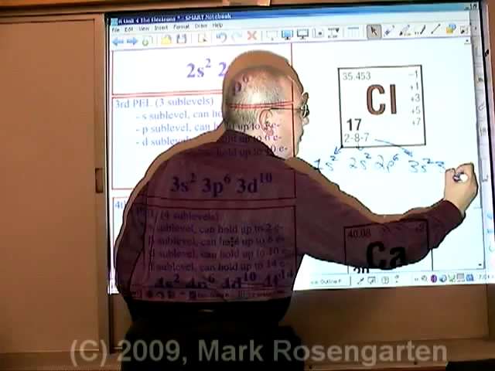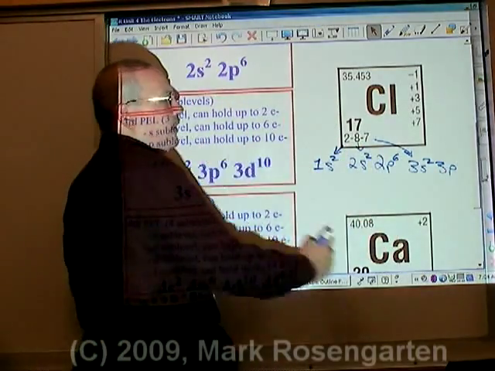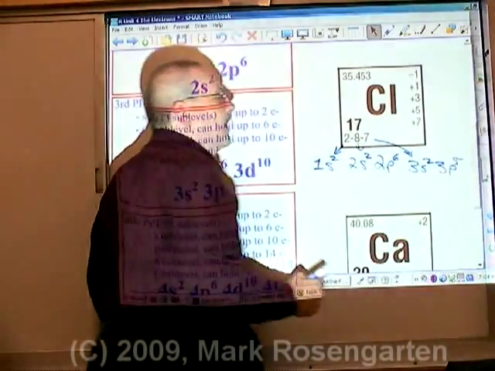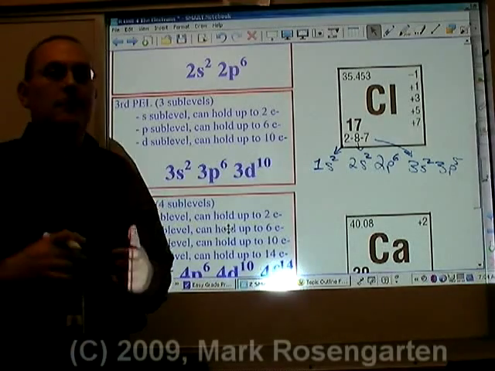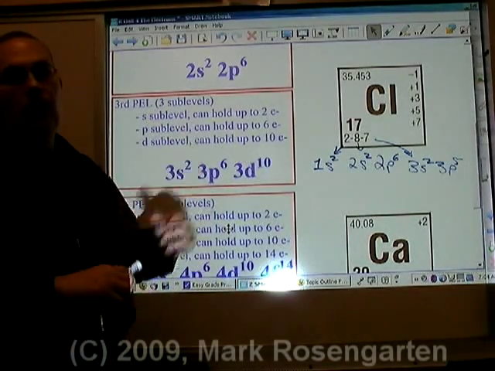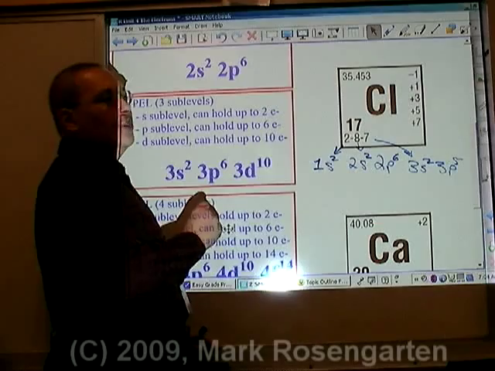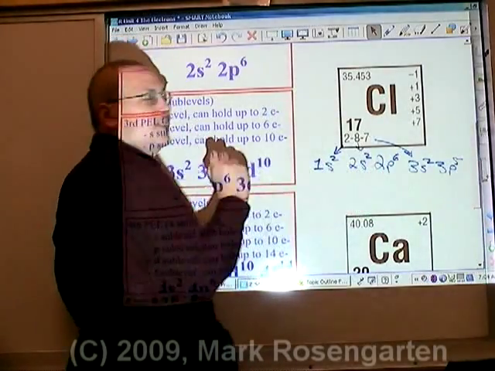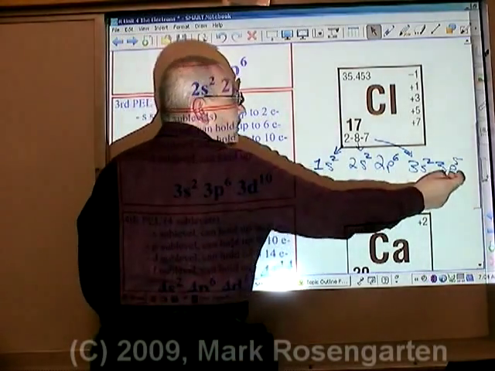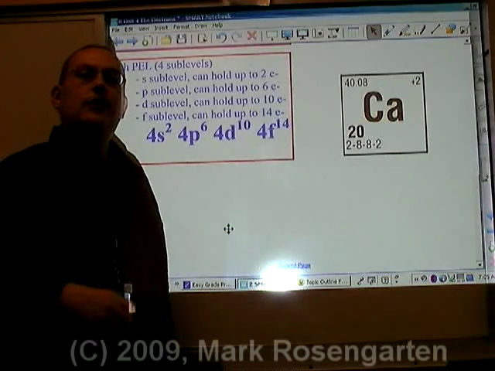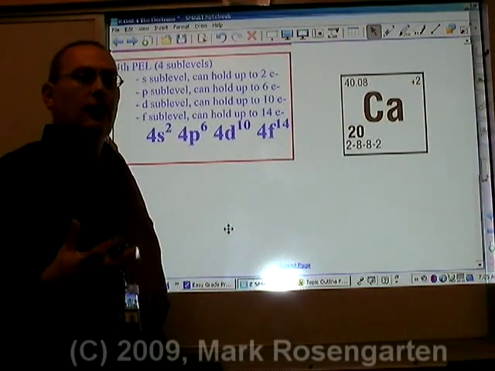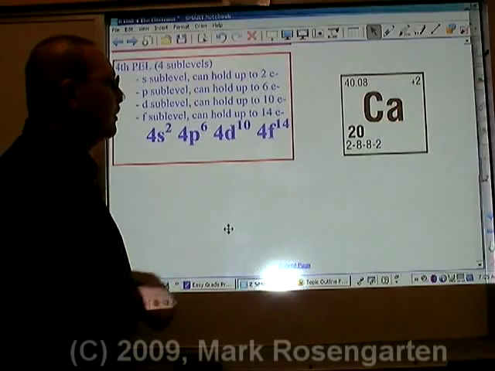3s2, 3p, well, we only have to go up to 7. 2 plus 5 adds up to 7. So that's the expanded configuration for chlorine. Notice that every energy level will start with the S sublevel. Then we'll move on to the P sublevel. Once you've used up the electrons in that energy level, you move on to the next one.